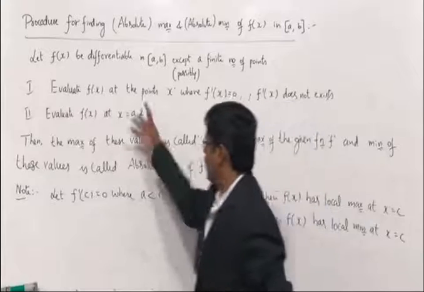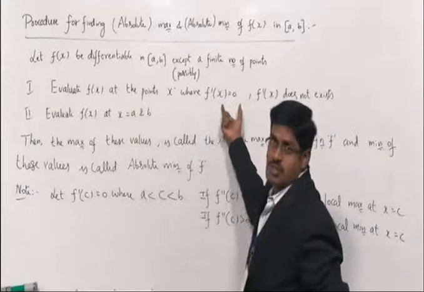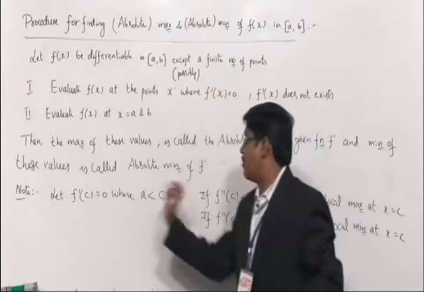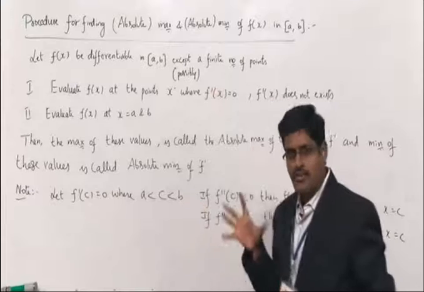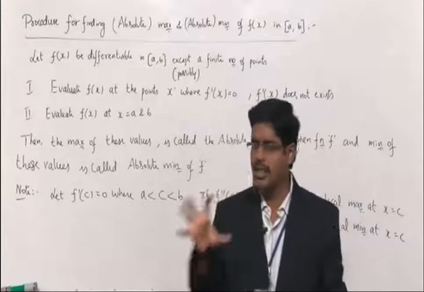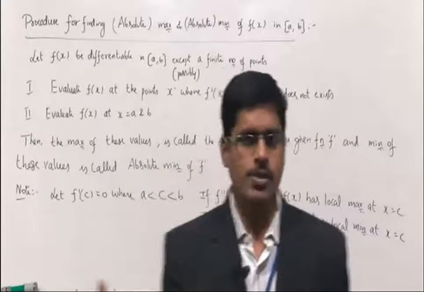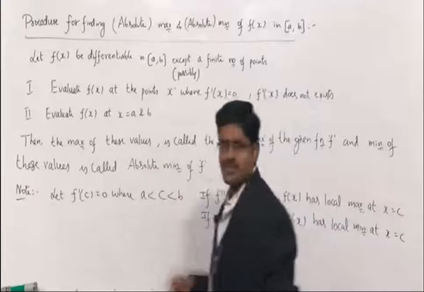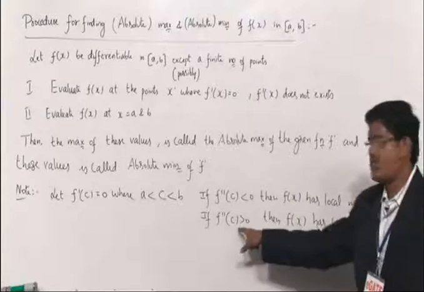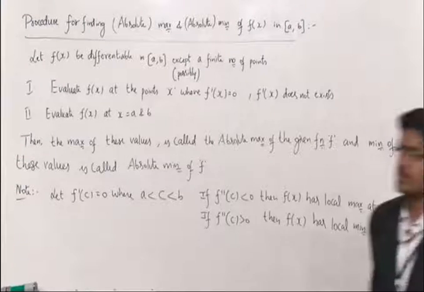Note this point: whenever you get f'(x) equal to 0, solve it and you will get some x values, and some of those may lie between a and b. That point is denoted by c. At that c, if the second derivative is less than 0, then it has a local maximum. If the second derivative is greater than 0, then the function has a local minimum at x equal to c. Please learn this by heart.